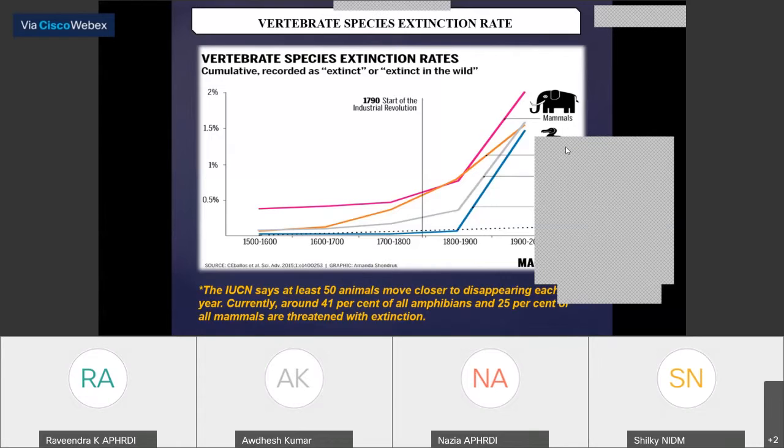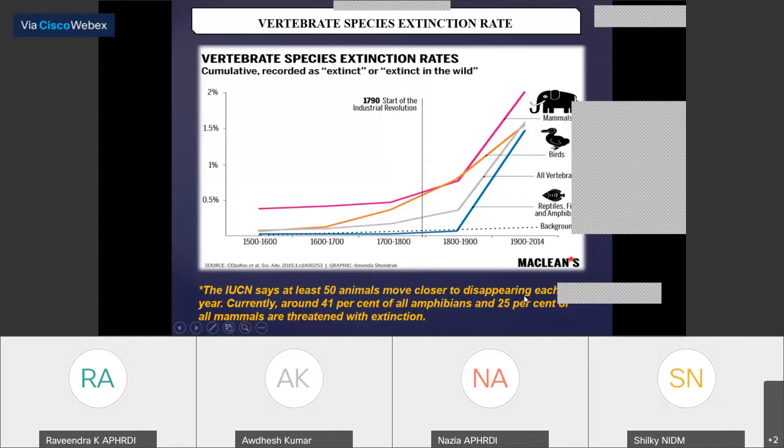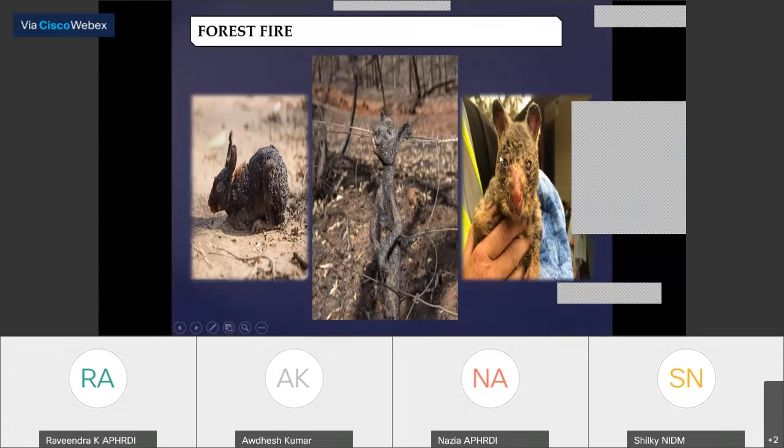The International Union for Conservation of Nature is saying that 50 animals move closer to disappearing each year, and currently around 41% of all amphibians and 25% of all mammals are threatened with extinction. This graph shows an abrupt change from 1800 to 1900, because this was the time when industrialization picked up pace, and with unsustainable development and models, lots of animal areas and their habitats vanished. This had an impact on the animals. We can also see a number of disasters here, like forest fire, the Australian bushfire.